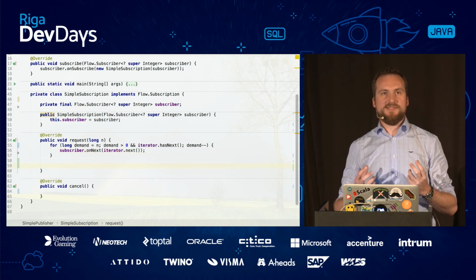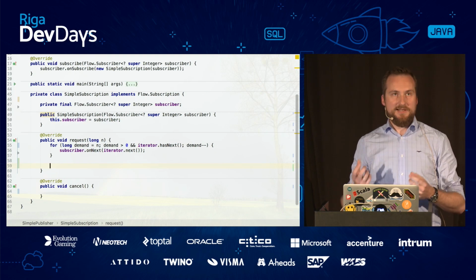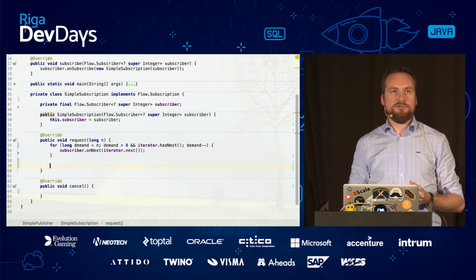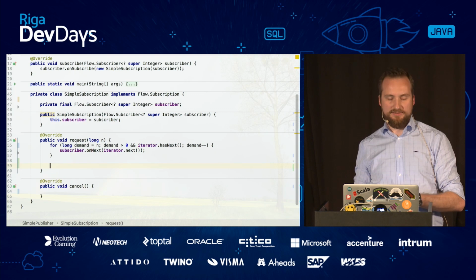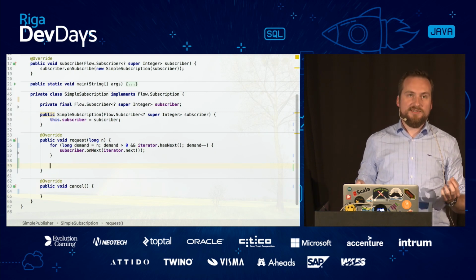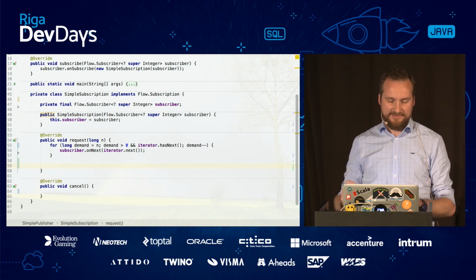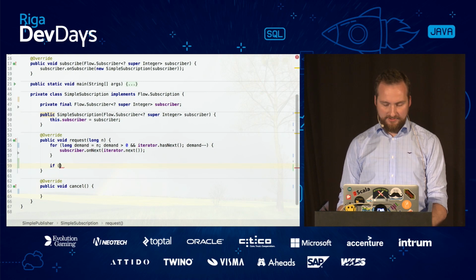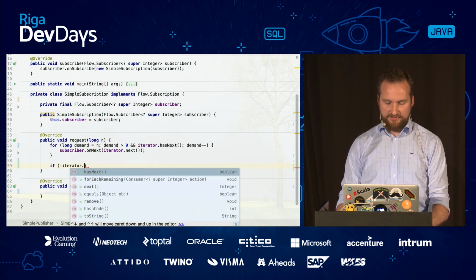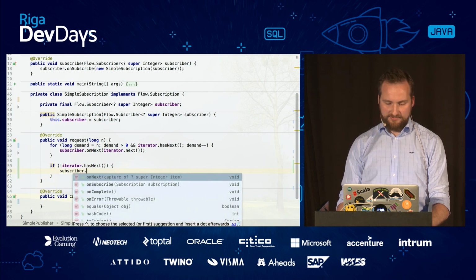So this is about sending the elements downstream, and then after we send the n elements downstream, we also want to check whether there is any more data in the iterator. If there is no more data in the iterator, we want to call subscriber on complete to signal that the sending is complete. So we're going to check whether the iterator has any more elements, and if it doesn't, we're going to call subscriber on complete.